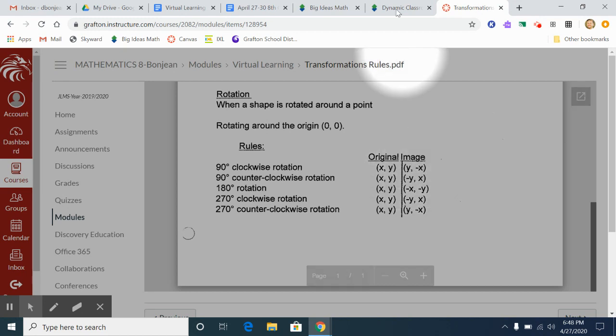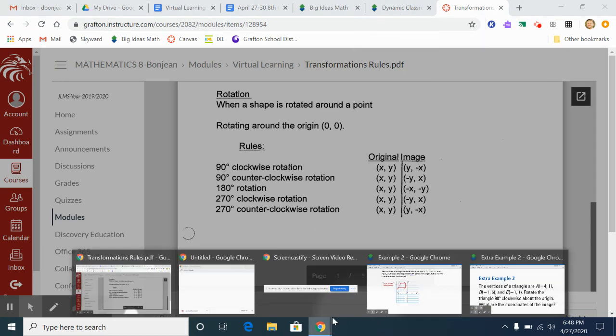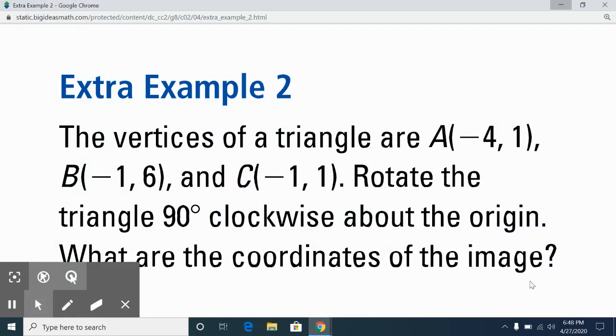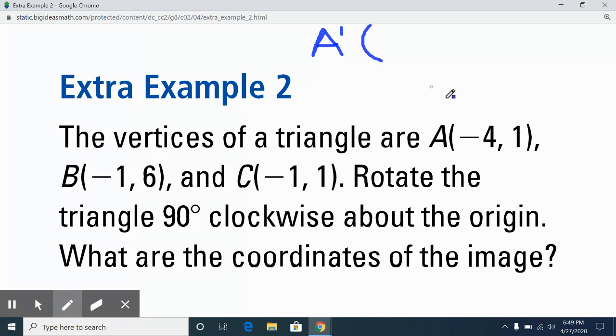So what we're going to do with this example is I'm going to write it out. So my A prime, I'm going to flip-flop these values. I'm going to take 1 and put it here, so my y becomes my x. And I'm going to take 4 and put it here. And remember, I'm actually taking the opposite of this. So instead of -4, now it's +4.